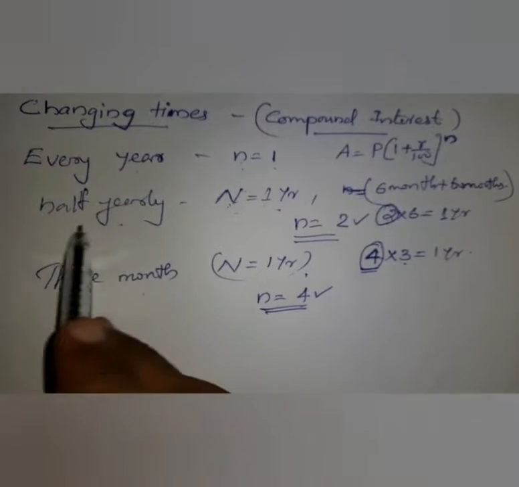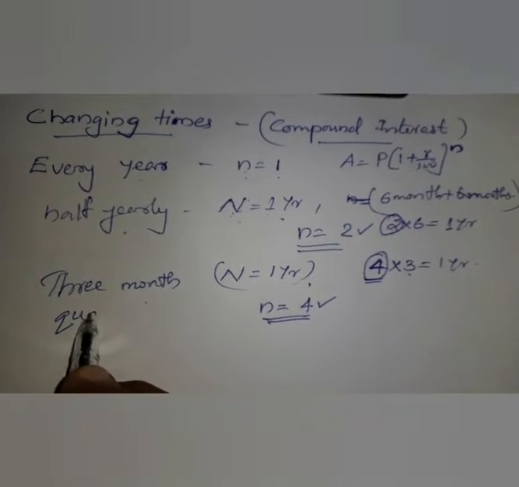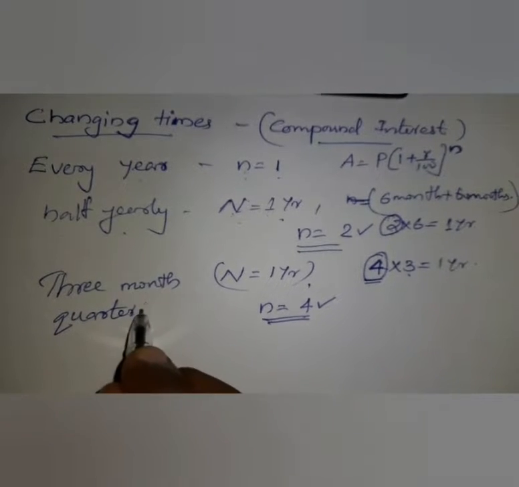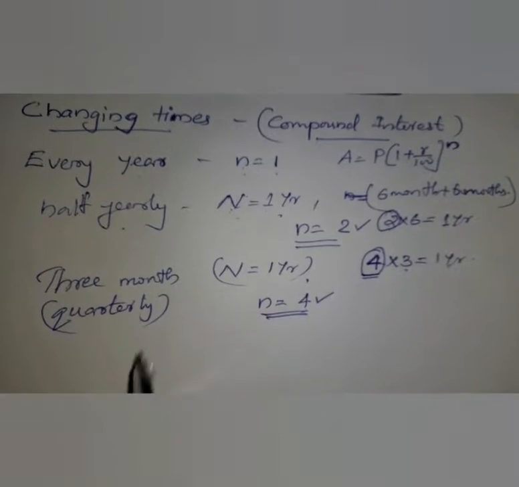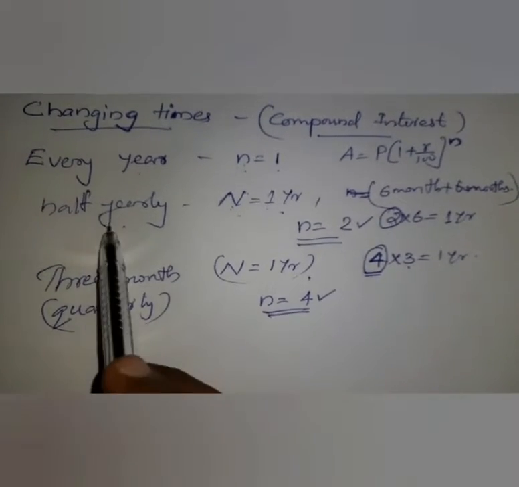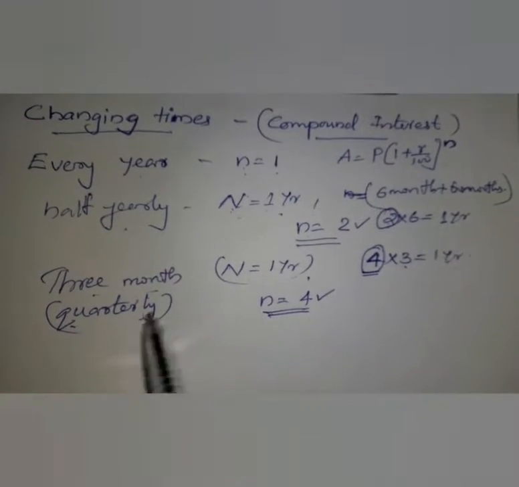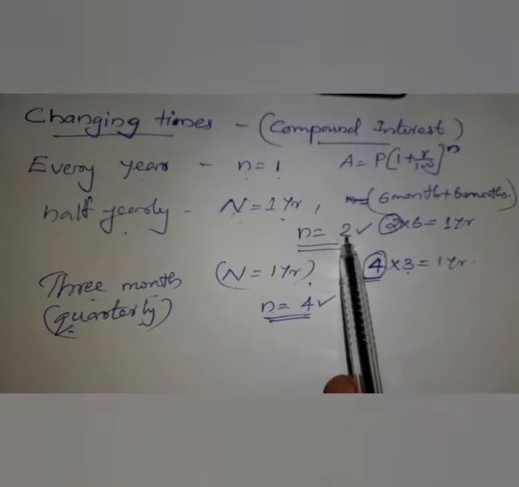Every 6 months it is half yearly, and every 3 months it is quarterly. If it is quarterly, n should be 4 times, and if it is half yearly, n is equal to 2 times.